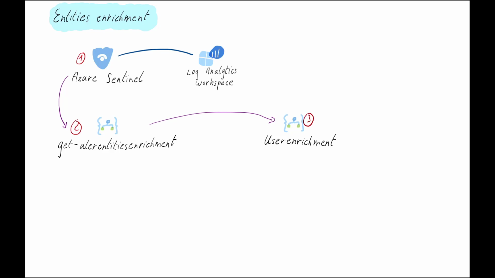User Enrichment is then going to use this information to call different API endpoints. It's going to call first Azure Active Directory to collect details about the user, things like the UPN, the department, the company, the user address, etc. It's going also to call my Azure AD Identity Protection to understand if the user is at risk.